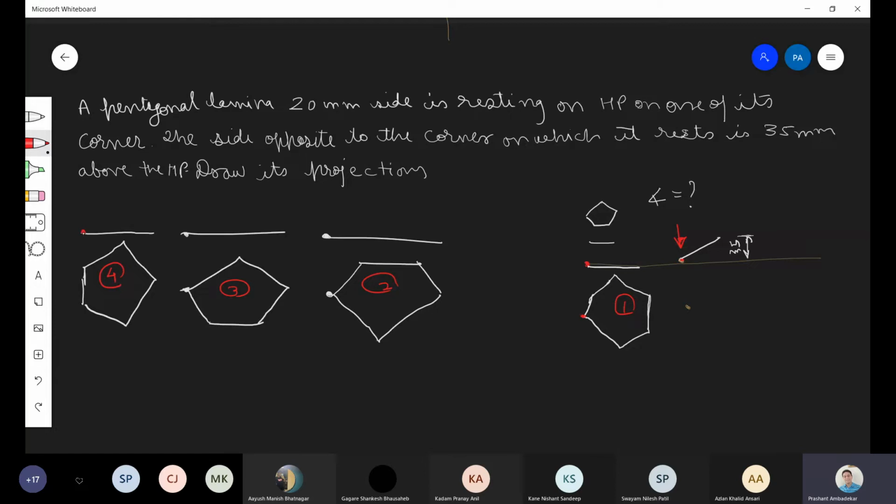So how many points are there? Two points. Here how many points do we have? One. Here how many points do we have? One. Like this. Is this much clear to all of you?